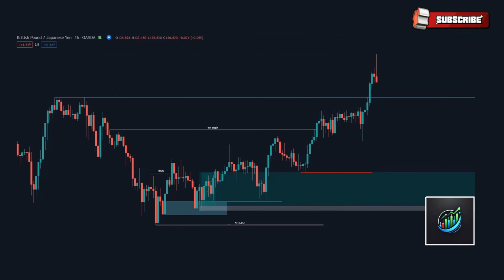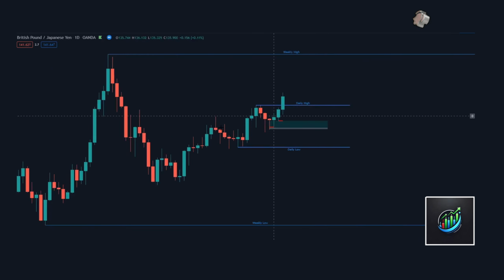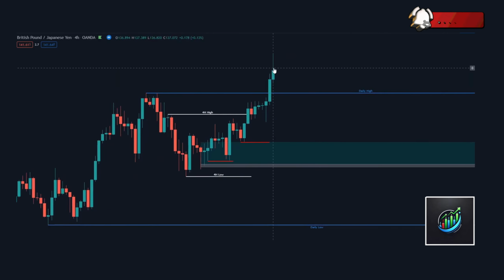So we can see that now we've broken the daily high. You can see that trade is running very nicely, breaking the daily high. We're now creating a higher high. So we would be expecting some sort of pullback before the trade continues, but it doesn't necessarily have to. We could run and then do something like that. If we look on the 4-hour, we can clearly see that we have now broken 4-hour structure.